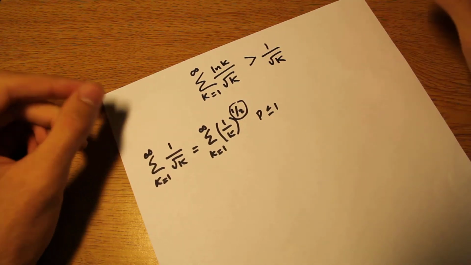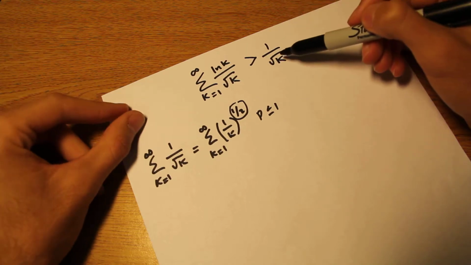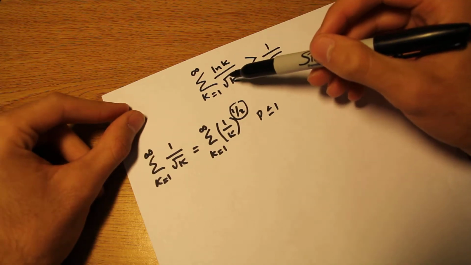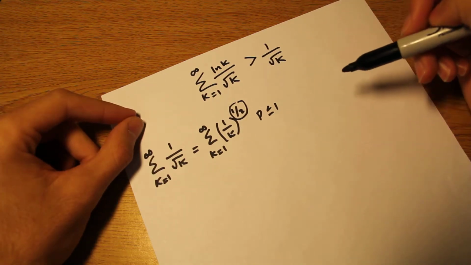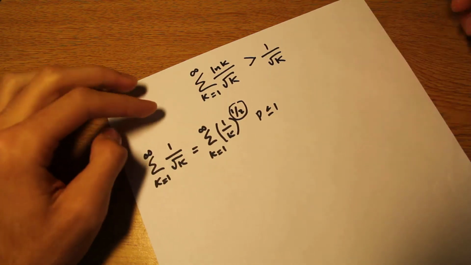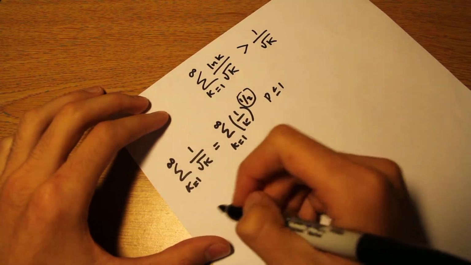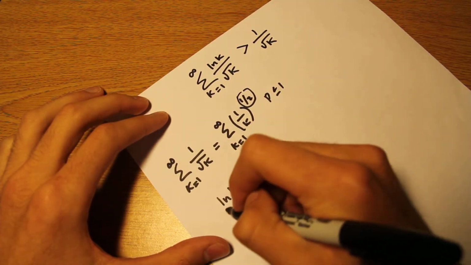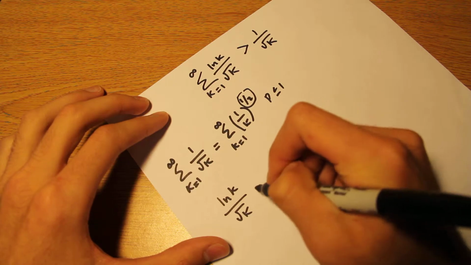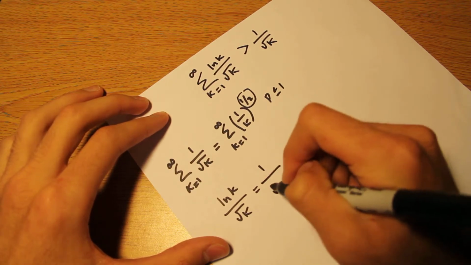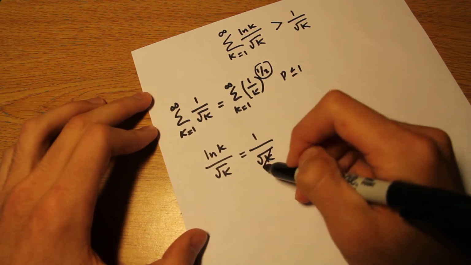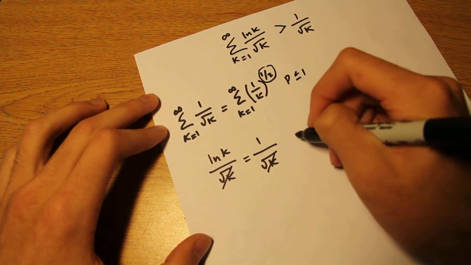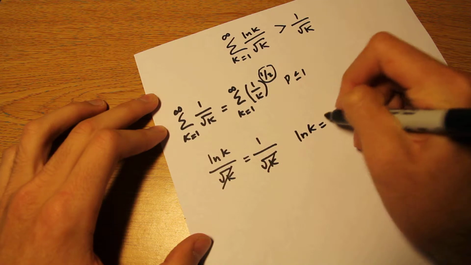So first we have to find where this becomes smaller than this at all points. And to do that we find where they intersect, which is when they are equal to each other. So let's go ahead and set these equal to each other. We have ln of k over square root of k equals 1 over the square root of k. Now you can simplify that by canceling out the square root of k's. So you're left with ln of k equals 1.